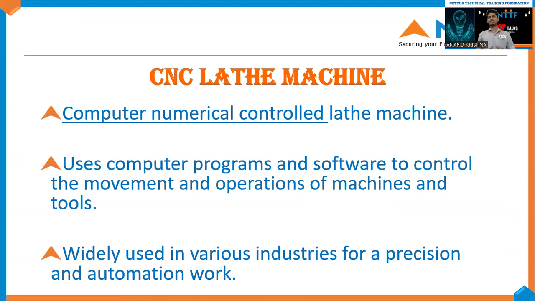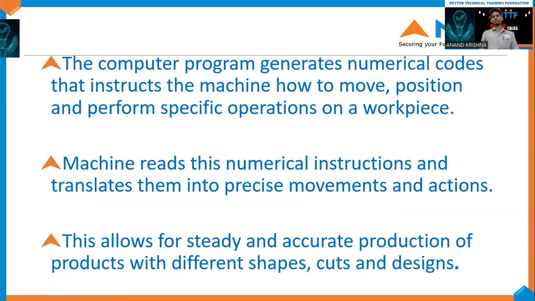So, CNC lathe machine. CNC is the abbreviated form of computer numerical control. It refers to a technology that uses computer programs and software to control the movement and operations of machines and tools. It is widely used in various industries for precision and automation work. A computer program generates numerical codes that instruct the machine how to move, position, and perform specific operations on a workpiece. The machine reads these numerical instructions and translates them into precise actions and movements. This allows for a steady and accurate production of products with different shapes, cuts, and designs.